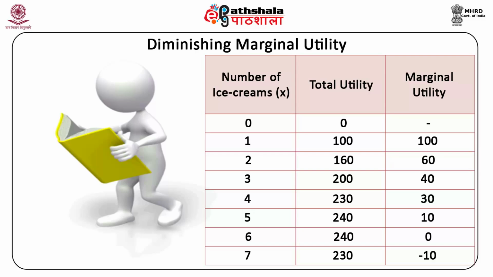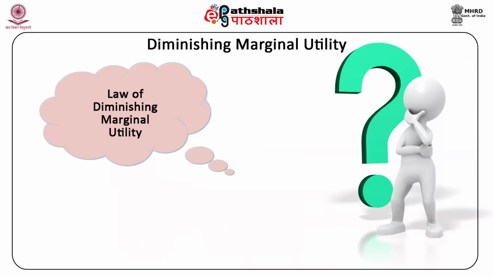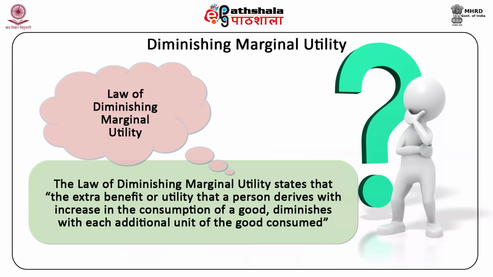The above phenomenon is called the law of diminishing marginal utility. The law of diminishing marginal utility states that the extra benefit or utility that a person derives with an increase in consumption of a good diminishes with each additional unit of the good consumed.